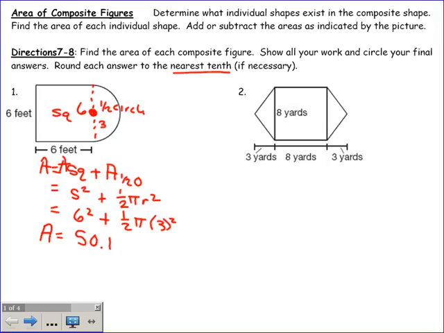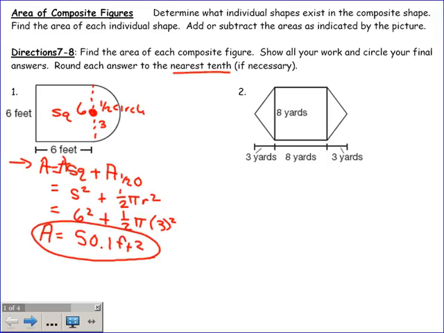50.1 square feet. Okay, 50.1 square feet. All you're doing is 6 squared, which is 36, plus half of pi times 9. That's where we're at. So the idea is we get some sort of game plan to start off with: the area of a square plus the area of half a circle. And we basically just write out the formulas for each of those and calculate from there.